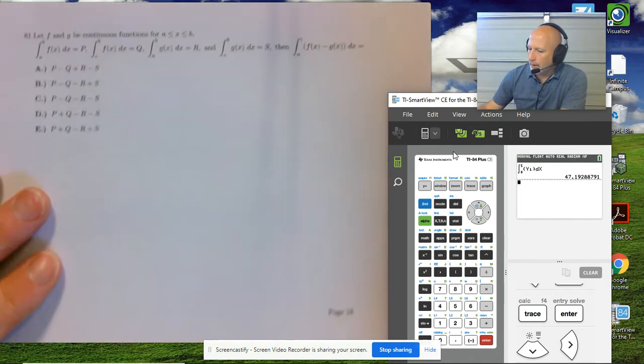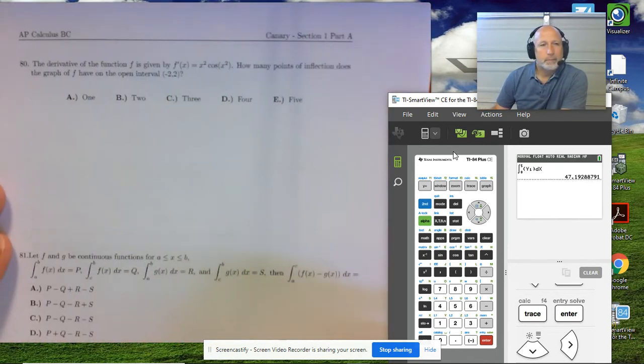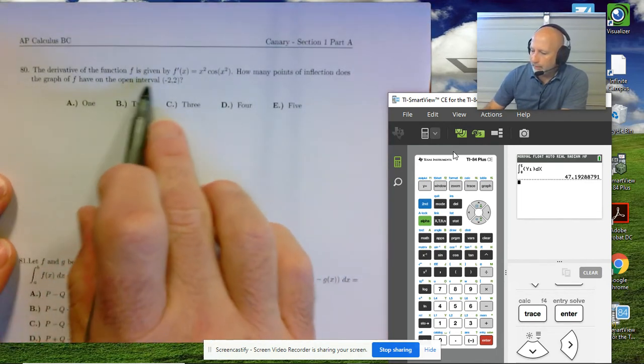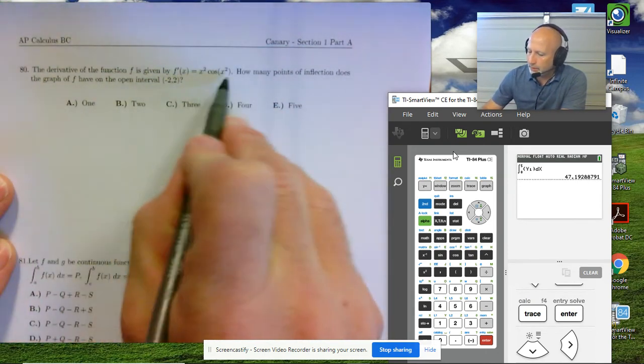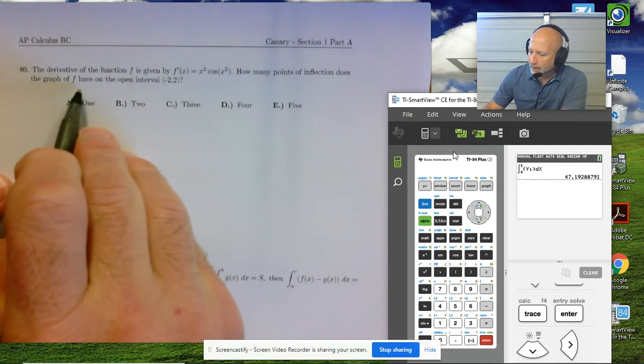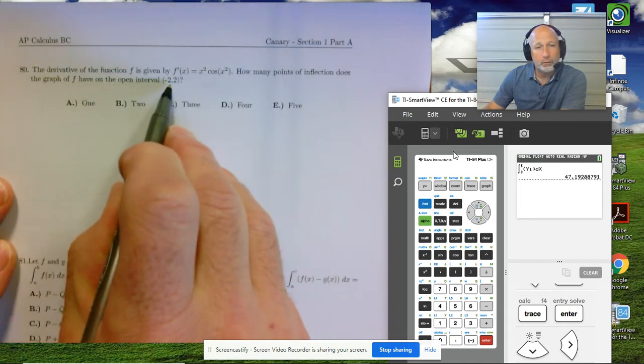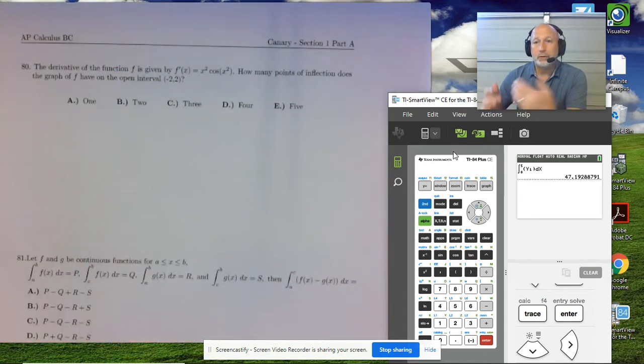Okay, and then the last two questions. The derivative of the function f is given by that equation. How many points of inflection does the graph of f have on the open interval from -2 to 2? The easiest way to do this is to graph it.